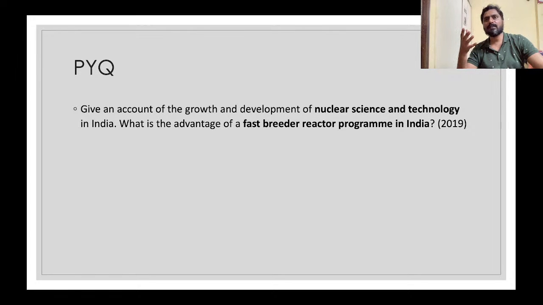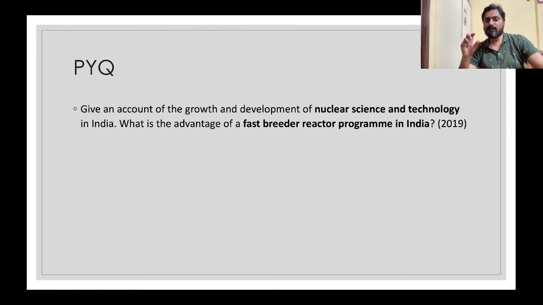So, next time they could ask you what do you understand by a breeder reactor, what is the status of breeder reactor in India, and what are the challenges of breeder reactor in India, why has India not been able to roll out the breeder reactor. So you can expect questions on this line.